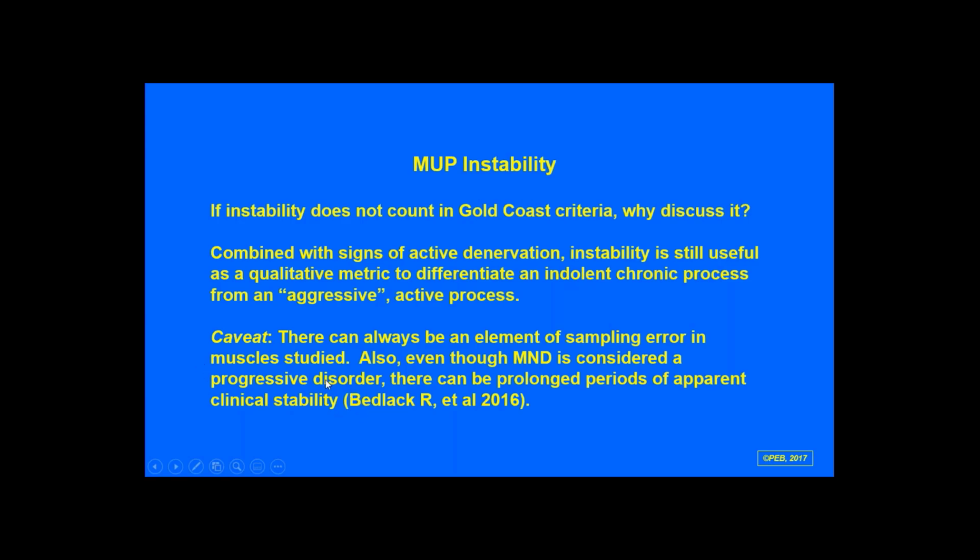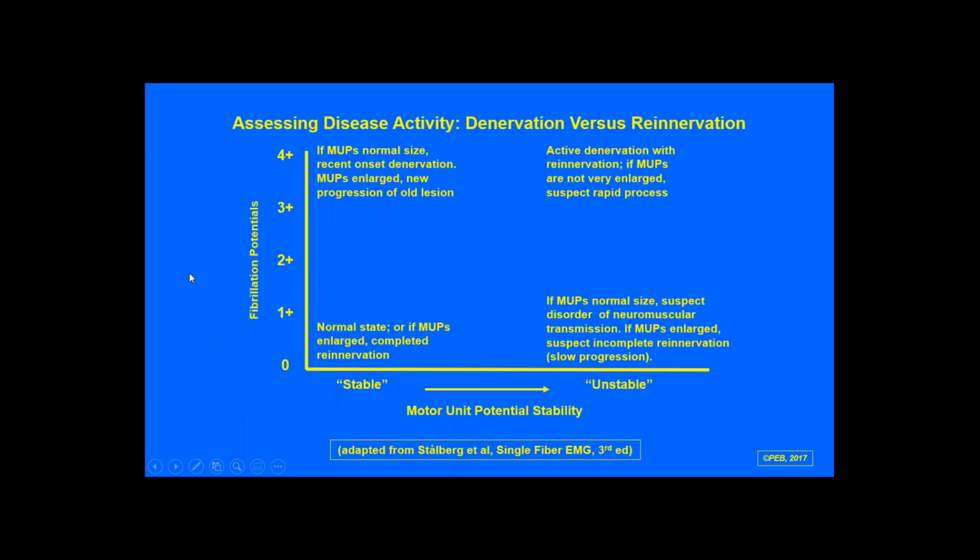And of course, correlating that with the progression of ALS itself, there are periods of apparent clinical stability, as nicely outlined by our friend Dr. Bedlack at Duke in his paper in 2016, which I'd recommend to you. So let's say the last word on stability hasn't been said, and I think it's very possible in the next 10 years, when more people are comfortable with assessing it and using it, that it might be employed as a routine and incorporated into the assessment of motor neuron disease.